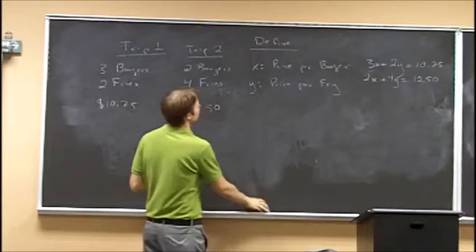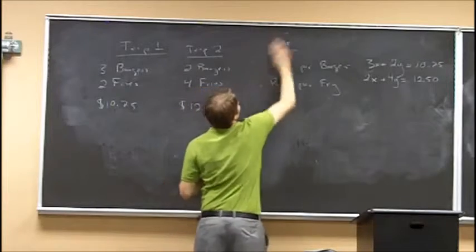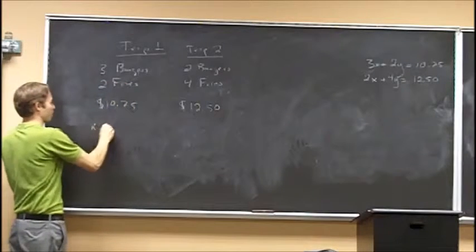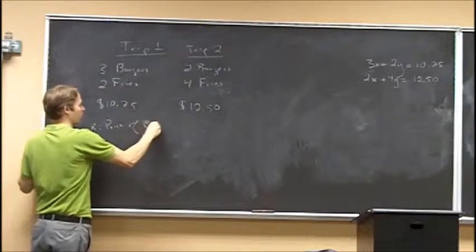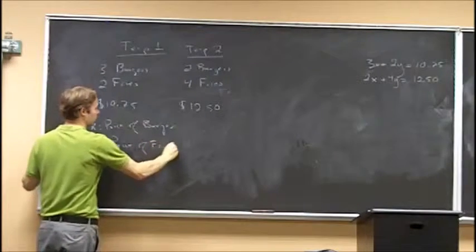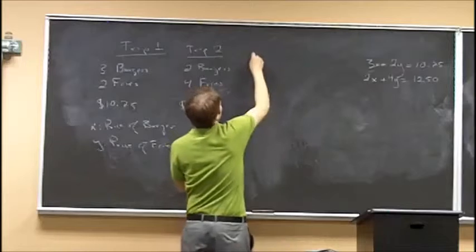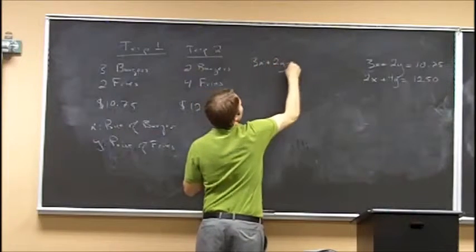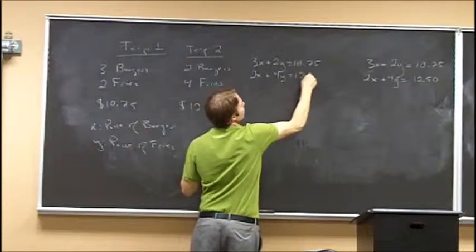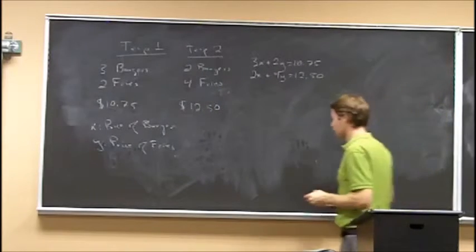So let's solve this, and I'll try not to erase too much here. Maybe I'll just move this information, so that we have our variables still listed over here. So we'll start with my system: 3x plus 2y is equal to 10.75, and 2x plus 4y is equal to 12.50. And then we just need to solve this system of equations.